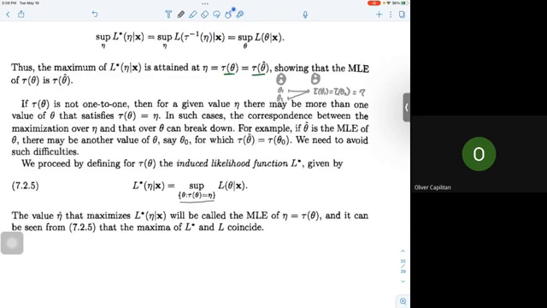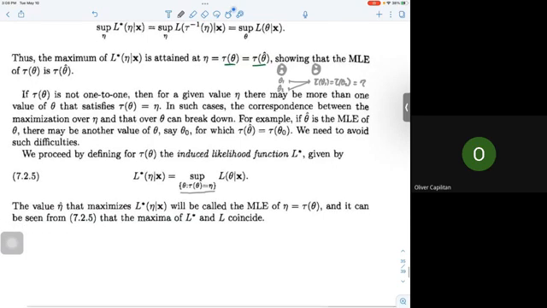So the value eta hat that maximizes the likelihood function of eta given x will be called the maximum likelihood estimator of tau of theta, which is actually equal to tau of theta hat. It can be seen from 7.2.5 that the maxima of L star and L will coincide.